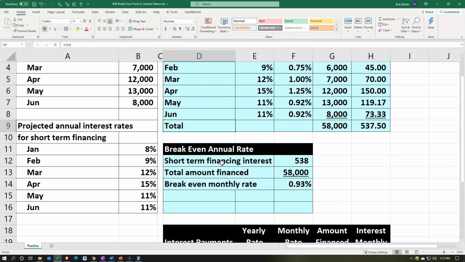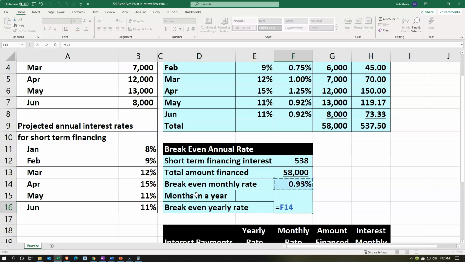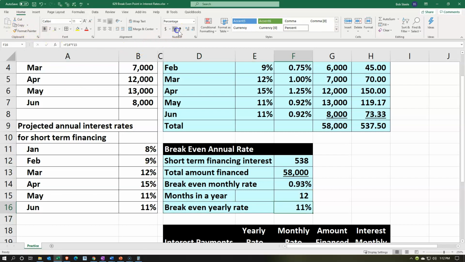So there's the 0.93, and then if I want to get to the yearly rate, I can pick up the months in a year, which of course are 12, and that'll give us the break-even yearly rate, which would be the monthly rate now times 12. And then I'll percentify this, Home tab, Numbers group. We could add some decimals. So if we think about the break-even rate, we would say it's 11.12. If you want to break that out into a monthly rate, you divide it by 12, and that would get you back to this 0.93 about. These are both rounded numbers.